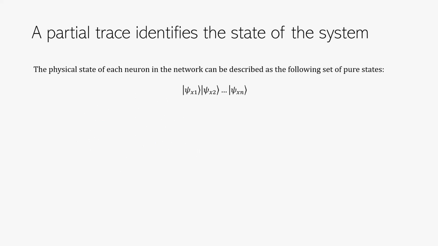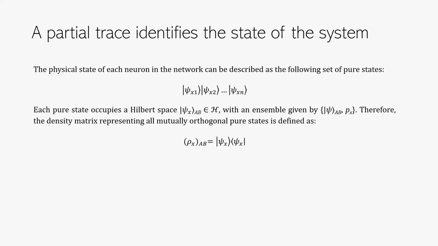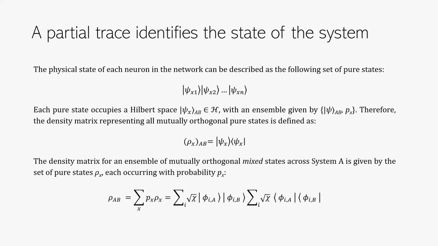The physical state of each neuron in the network can be described as a distribution of pure states. And each pure state occupies a Hilbert space, with an ensemble given by each state vector and its probability of occurring. So the density matrix representing all mutually orthogonal pure states is defined as a mixed state, comprising all of these component state vectors. And remember, the density matrix for an ensemble of mutually orthogonal mixed states across system A is given by the set of pure states rho x, each occurring with probability px. And so we can substitute all of these values into the equation to model how the density matrix is decomposed.